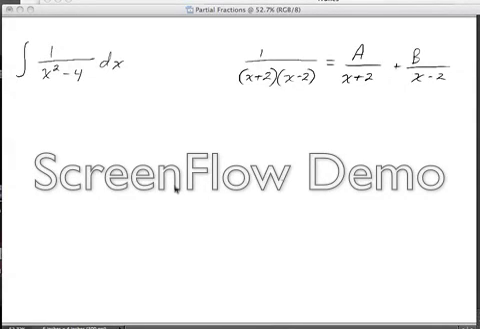Okay, today we're going to talk about integrals which involve partial fractions. Usually they'll happen when the denominator is a polynomial which can be factored, such as x squared minus 4 factors into x plus 2 times x minus 2.